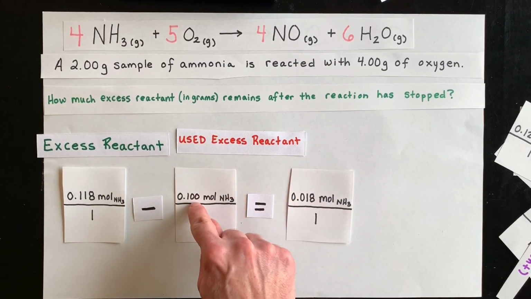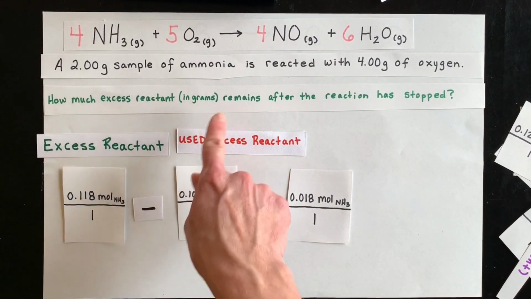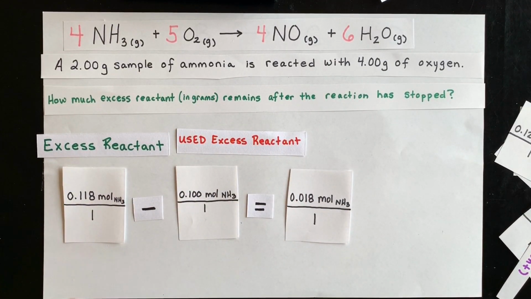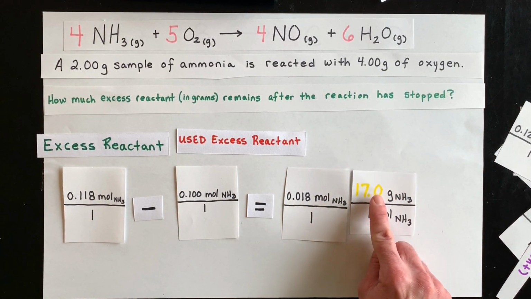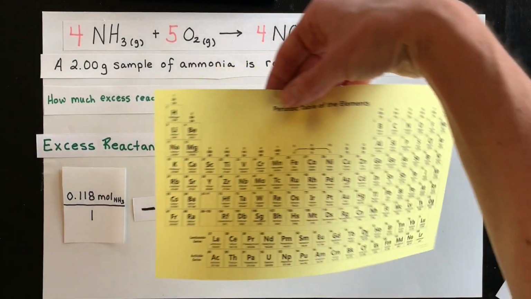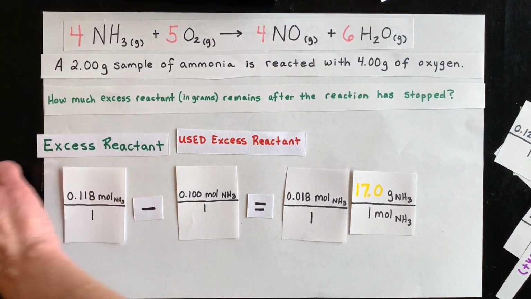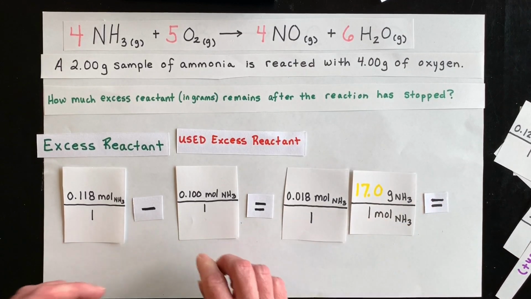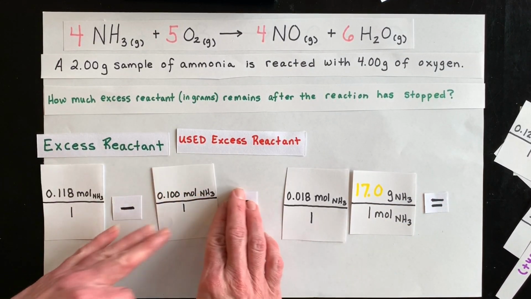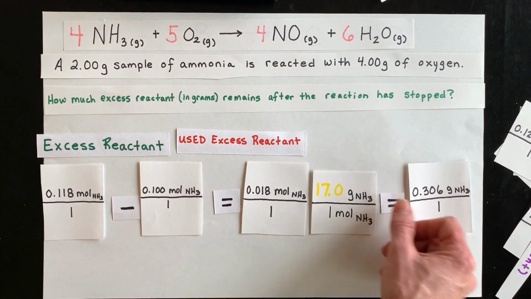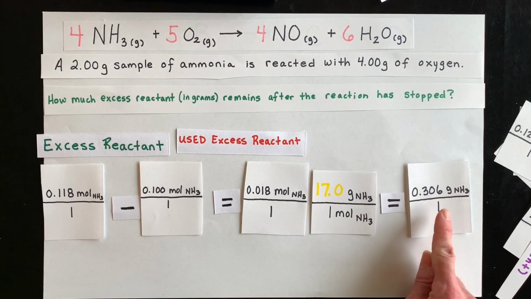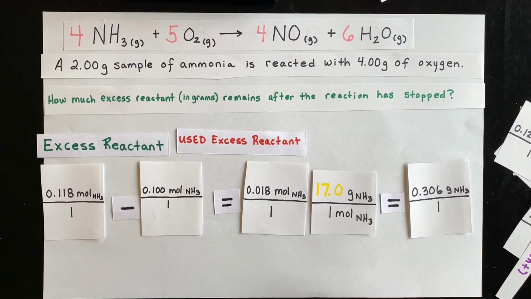So this was actually the used, this was the unused. And in this problem, they want the mass. So what you're going to do next is multiply that by the molar mass in the numerator. Again, that number came from the periodic table, the 17. And then that's going to equal the mass. So I'm going to slide these over. That's going to equal the mass that we did not need, or that was extra. So about 0.306 with sig figs was extra.